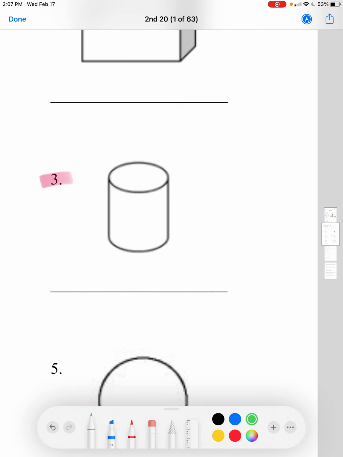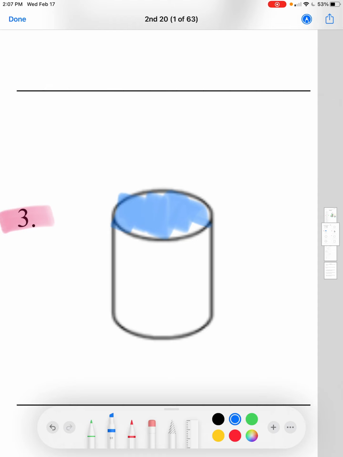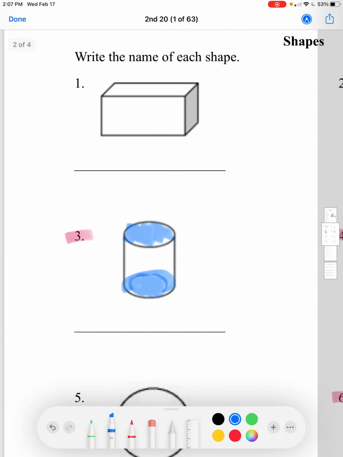We have this shape here with circular faces right here. Because there's one like this at the top, we're probably going to have a similar one at the bottom as well, like right here. And this shape has 2 circular faces. 2 circle faces, and it's a solid shape, so this shape is called a cylinder.